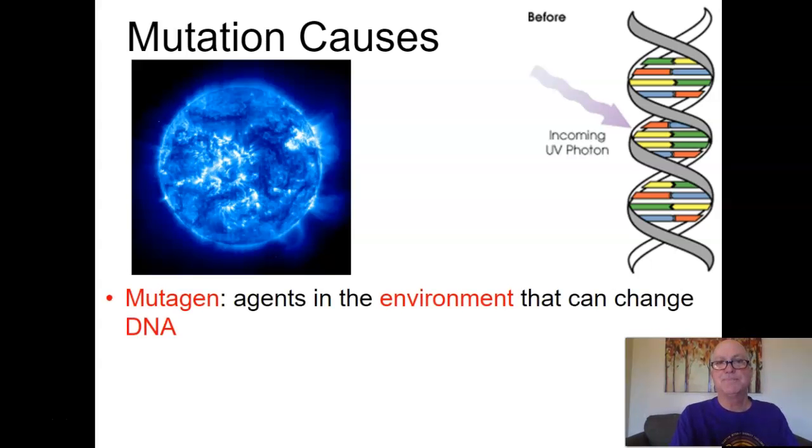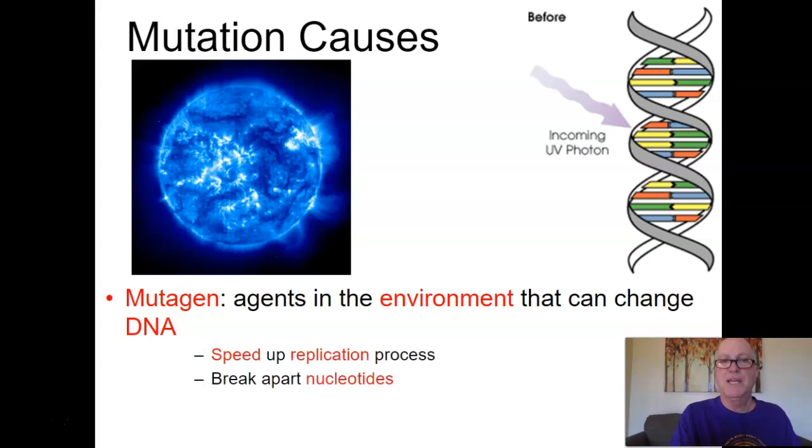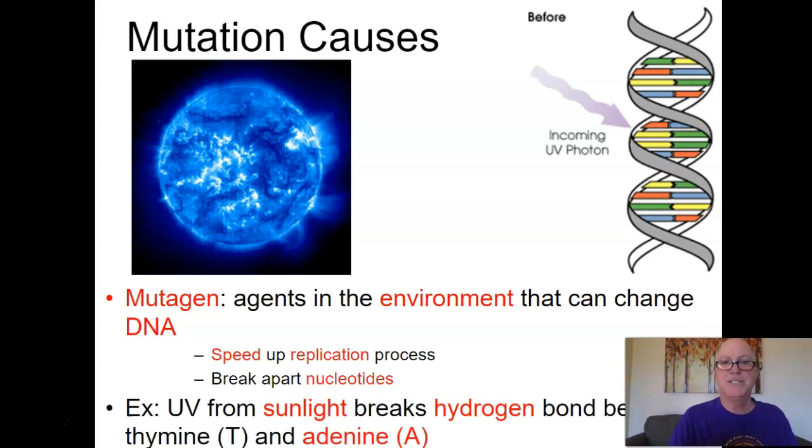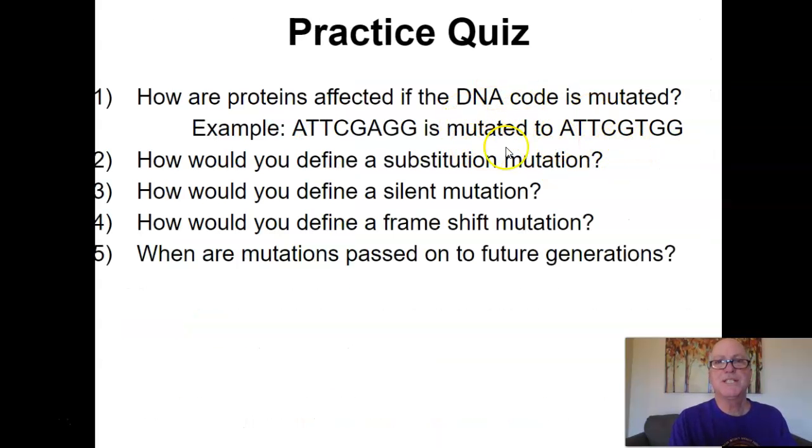Now, causes of mutations. We know that sun or cigarette smoke can cause mutations, and these things, whether they're chemicals or energy from the sun, are called mutagens. And a mutagen is anything in the environment that can change your DNA. It can either speed up your replication process, or it can break apart nucleotides. For example, ultraviolet light from sunlight can break these hydrogen bonds between the A and the T and obviously cause damage. You could replace an AT base pair with a GC base pair. So one thing you can do is practice these questions here.